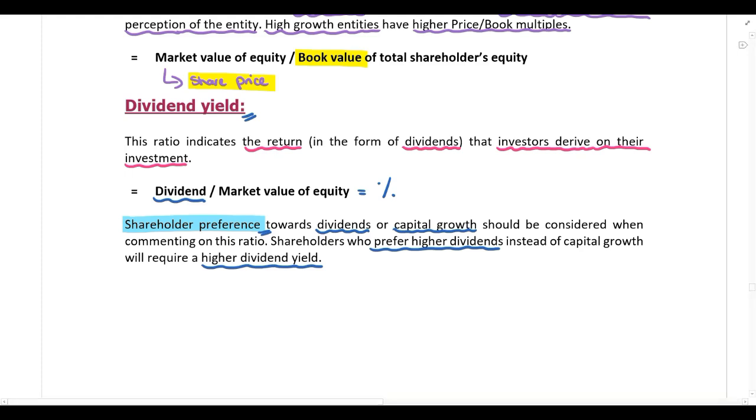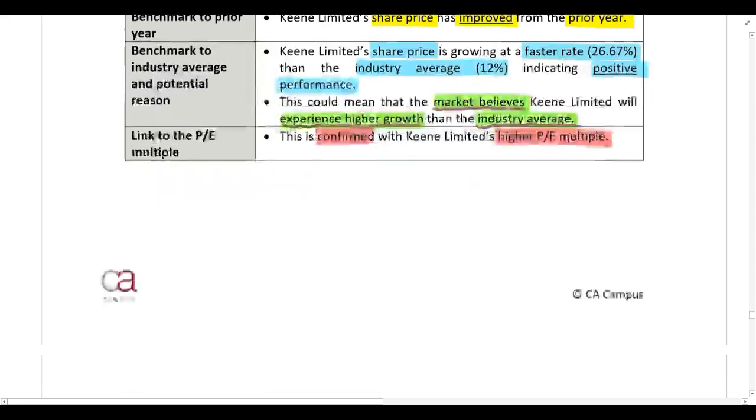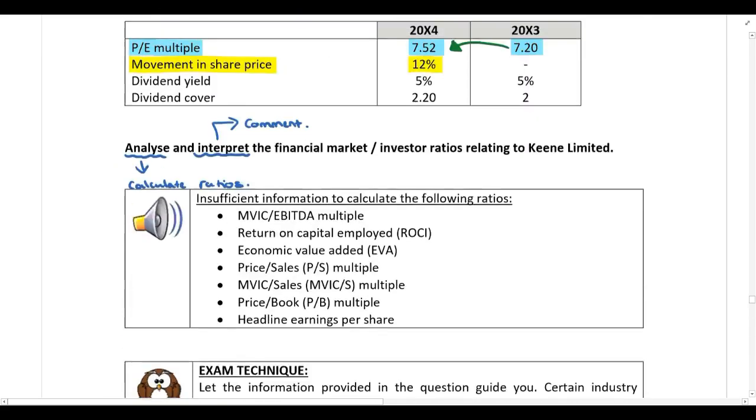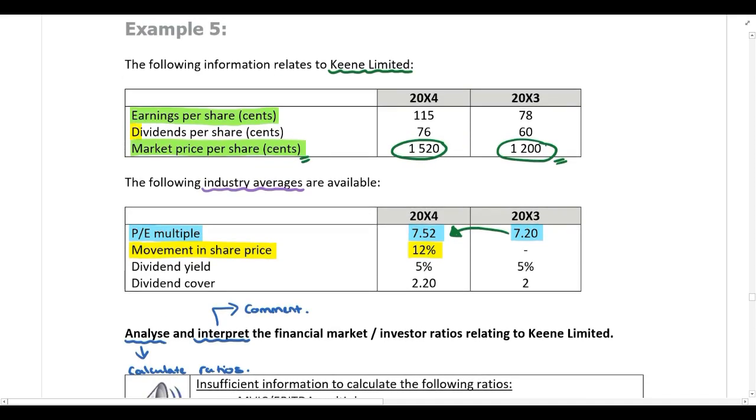Let's perform this calculation in our example. So we calculate the dividend yield by taking the dividend and dividing by the market value of equity. If you go back to the information provided in the question, there's the dividend. So take the dividend and divide by the market value of equity to get the dividend yield. Please just note also when we get to our discussion, we can benchmark to the industry average because you have been provided with the industry average. The dividend yield for the industry is 5%.